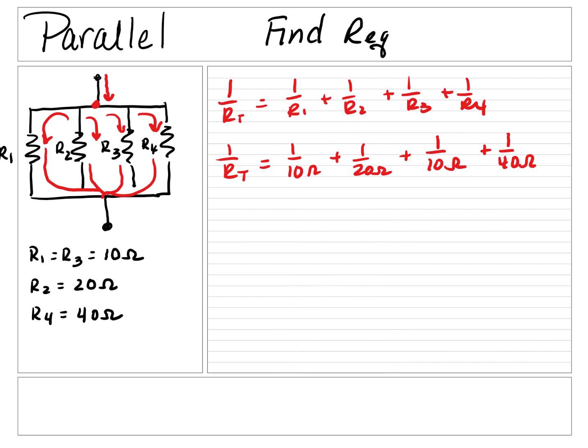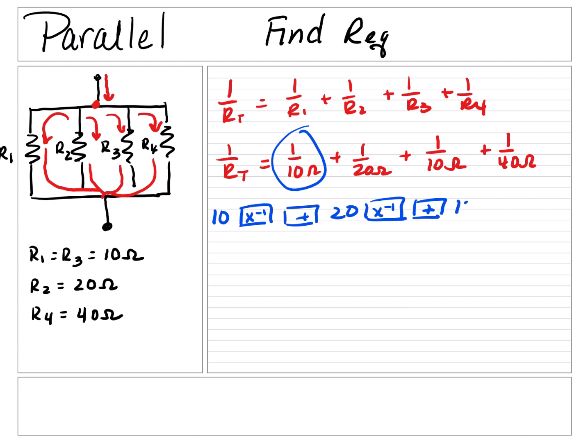So now we're going to use the reciprocal button on your calculator to solve this problem. So you're going to type in 10, the reciprocal button. That will give you this fraction, 1 over 10, plus 20, reciprocal button, plus 10, reciprocal button, plus 40, reciprocal button. So if you push enter, you should get something like 0.275, and this is equal to 1 over RT.